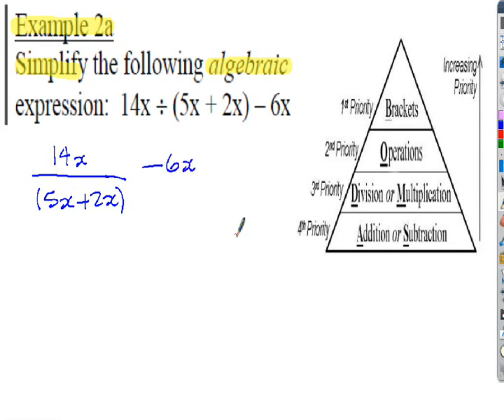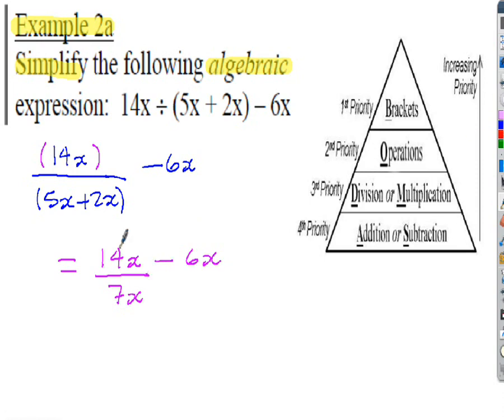So applying BODMAS here, the precedence lies with the bottom line, where the bracket is showing, so I'm going to solve that first of all. So now we have 14x in the numerator still, but it's divided by 7x. In other words, 5x added to 2x is 7x, and we're subtracting 6x from that. For reference, it can be useful to put the numerator and denominator of a fraction in brackets because it helps with perceiving the order of precedence.